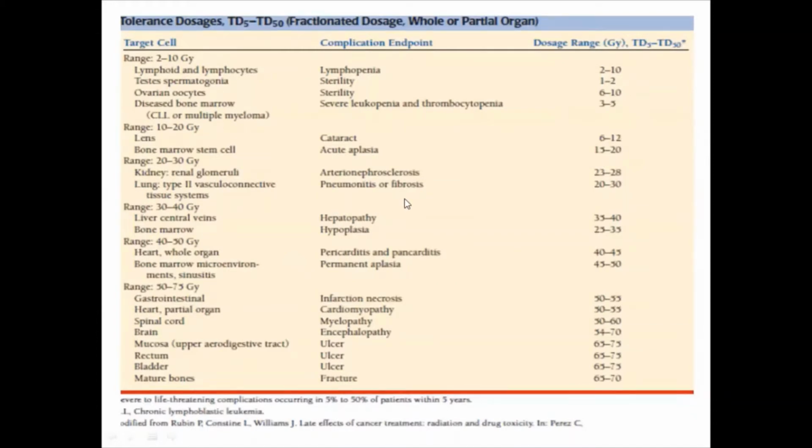when we exceed the tolerance dose. And here we see structures such as spinal cord with a dose range of 54 to 70 gray, 50 to 60 gray, and mature bones with a dose range of 65 to 70.